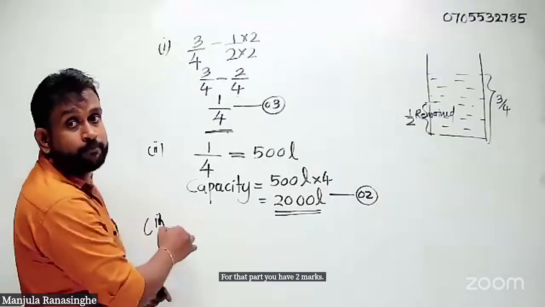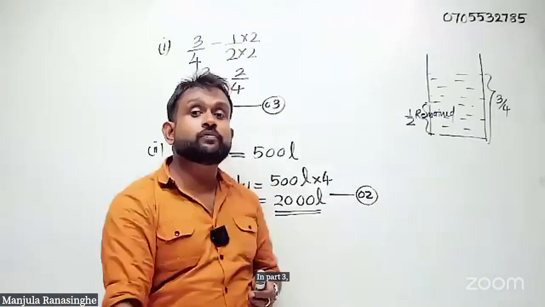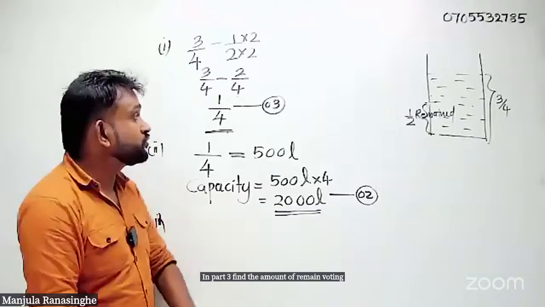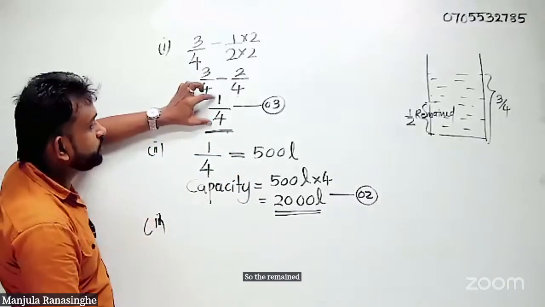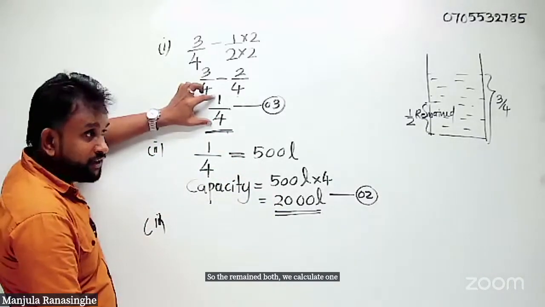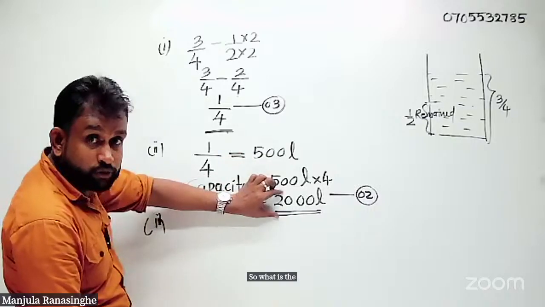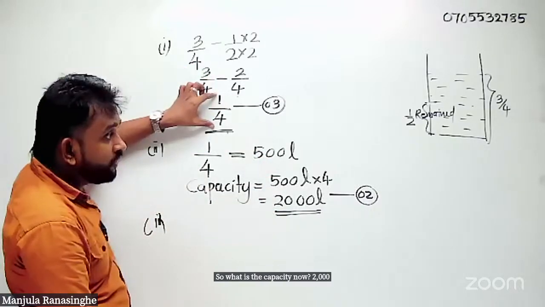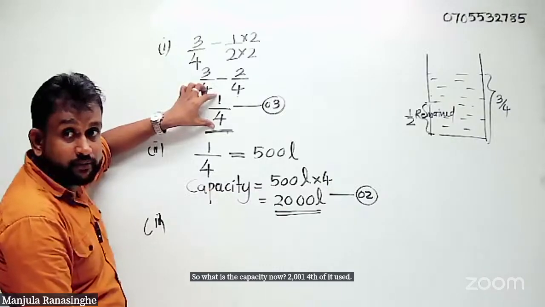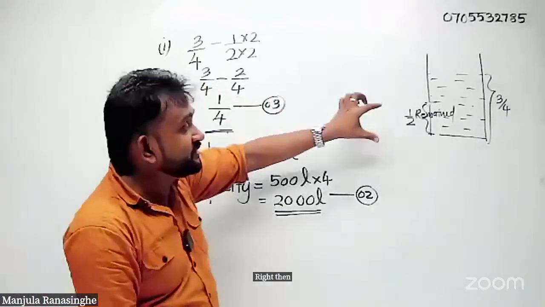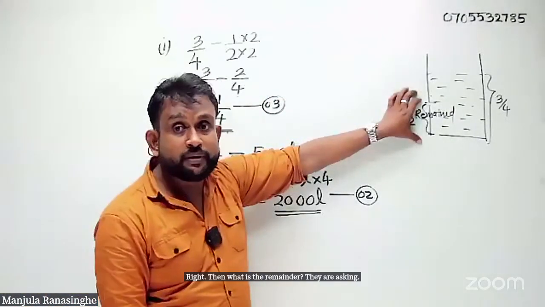In part 3, find the amount of remained water in the tanks in liters. So the remained water, we calculate 1/4 of the capacity. So what is the capacity now? 2000 liters. 1/4 of it used, right? Then what is the remain? They are asking the remain, so the amount of remained water in the tank.